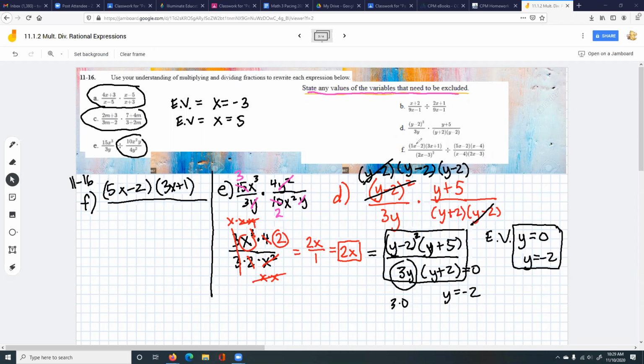All right, so F, 5x minus 2 times 3x plus 1 over 2x minus 3 squared. And then I'm going to have to, sorry, but I have to erase this. If you need to do a screenshot, please do it really quickly because I got to erase this to make room for this part of the problem.